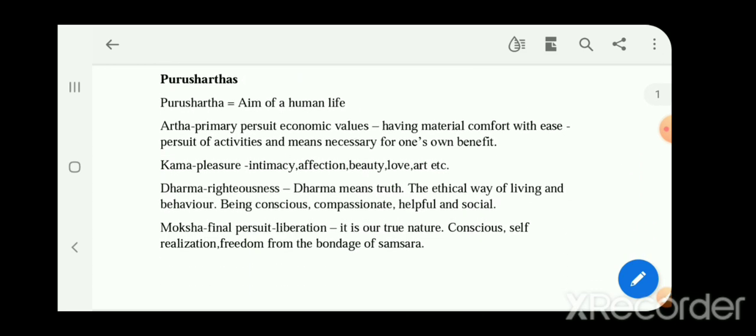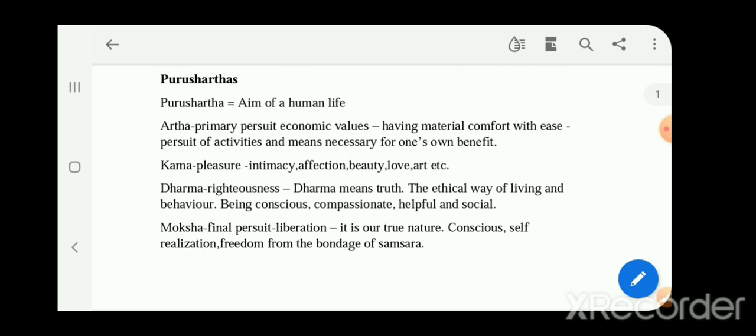And the next one we need to talk about is Purushartha. Purushartha means a pursuit. Purushartha is nothing but a pursuit which is the aim of human life. It is the aim of any human life. And Purusharthas are of four types: Artha Purushartha, Kama Purushartha, Dharma Purushartha, and the final one is Moksha. We'll see them one by one.